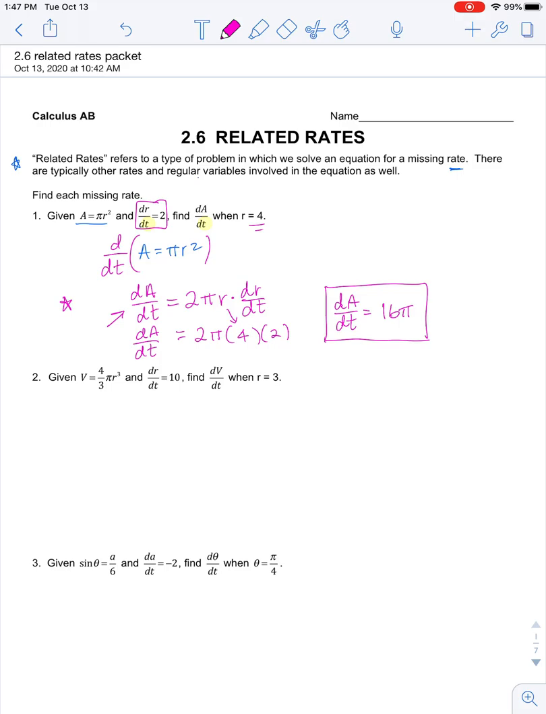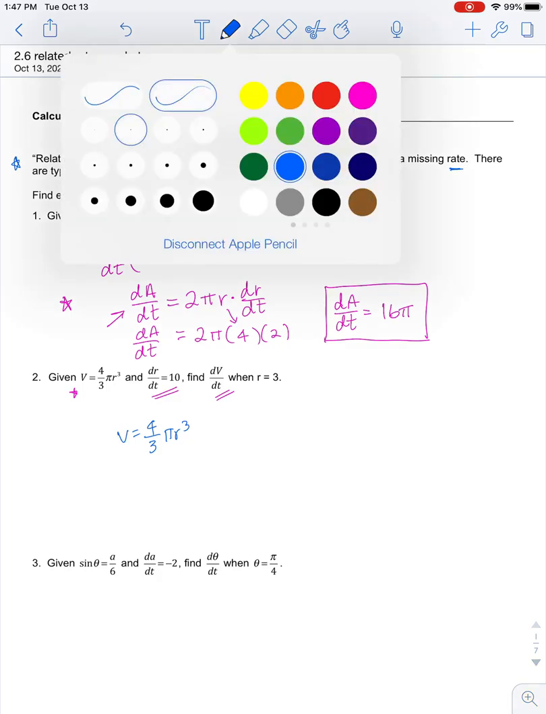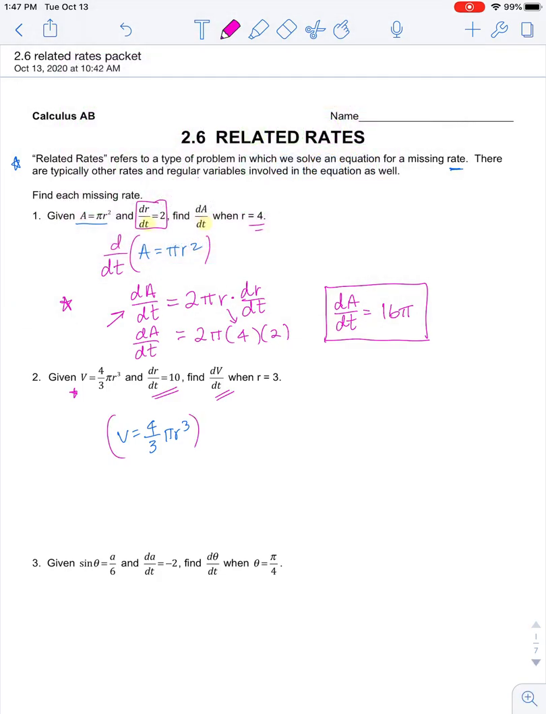Okay, so example 2 gives us the volume of a sphere. You can see that formula there. It tells us the rate of change of the radius, and that we're going to be finding dV/dt when r equals 3. So let's start out with the same process. V equals 4/3 pi r cubed. I'm going to use my notation to show I'm differentiating this. The derivative of a variable by itself is 1, but V is not t, so technically the left side becomes 1 times dV/dt, which is just dV/dt.